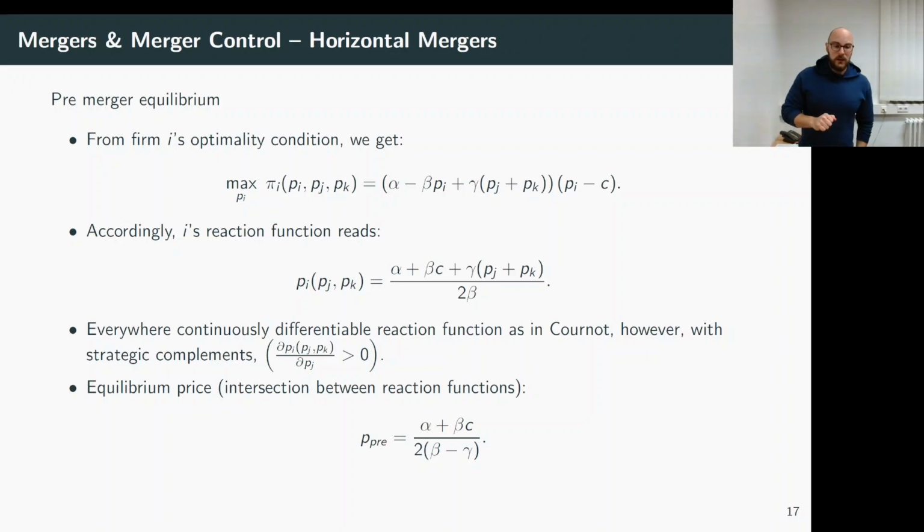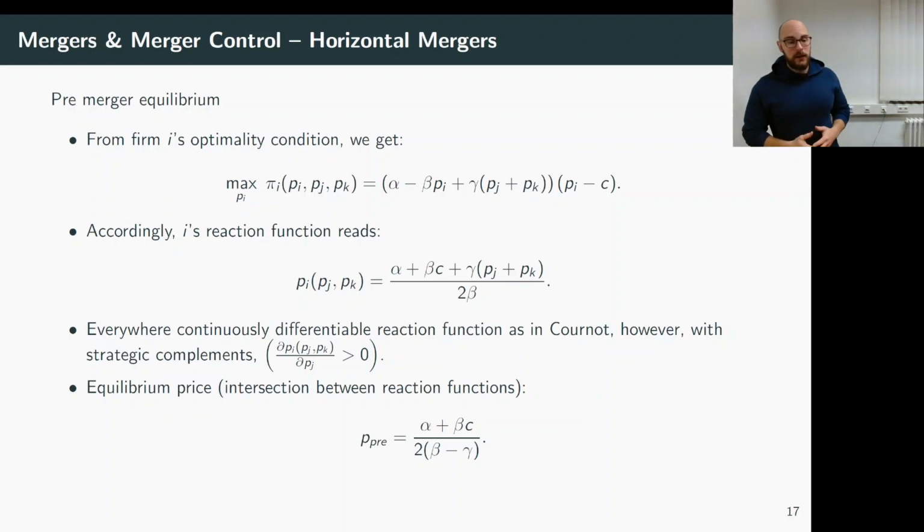And what we also see is that we have strategic complements, which means that the reaction functions are upward sloping in the instruments of the other firms. So that basically means that if you differentiate this reaction function with respect to Pj or Pk, the resulting expression will be positive.